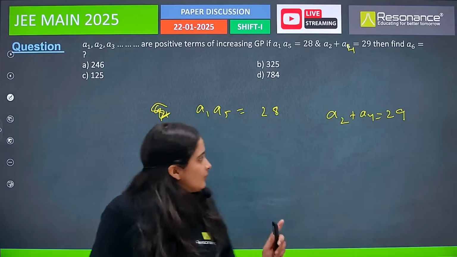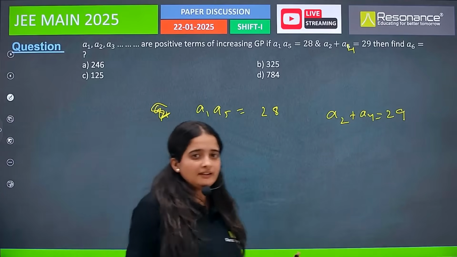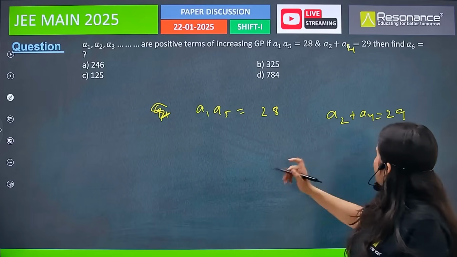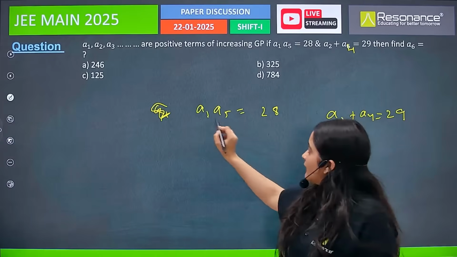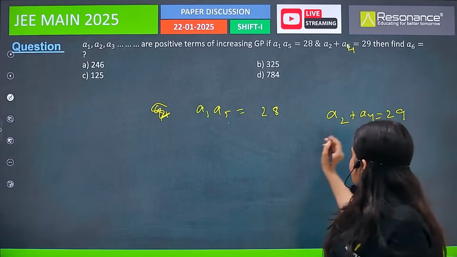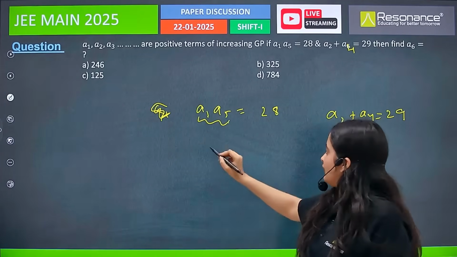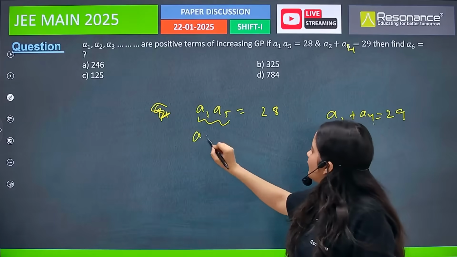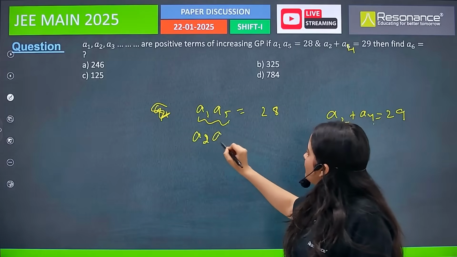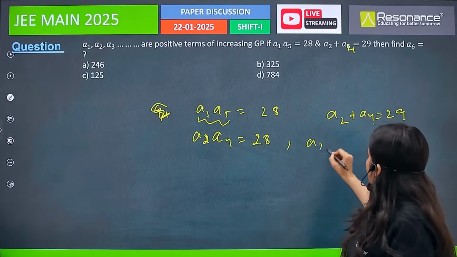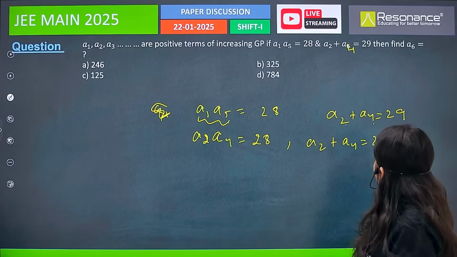Again a very simple question. If you remember one property that I told you, which is there in the Resonance sheet, you will be able to do these questions within a minute. 1 plus 5 is 6 and 2 plus 4 is also 6. So this A1 into A5 I can write as A2 into A4. A2 into A4 is equal to 28 and A2 plus A4 is equal to 29.